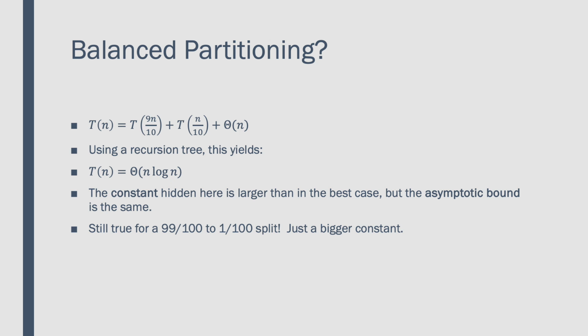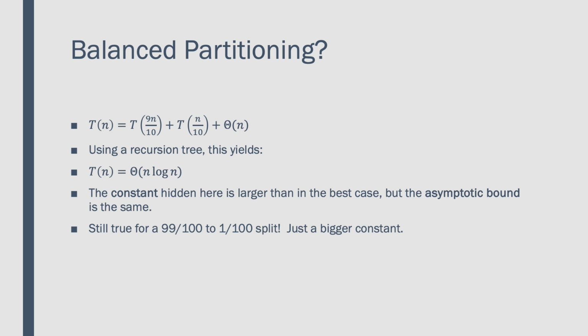So after expanding the recursion tree, we find that the time complexity result is T(n) = O(n log n). Despite the imbalance in partitioning, the logarithmic depth is still maintained. This happens because the smaller partition, 1/10 of n, shrinks rapidly, keeping the recursion tree from growing too deep.